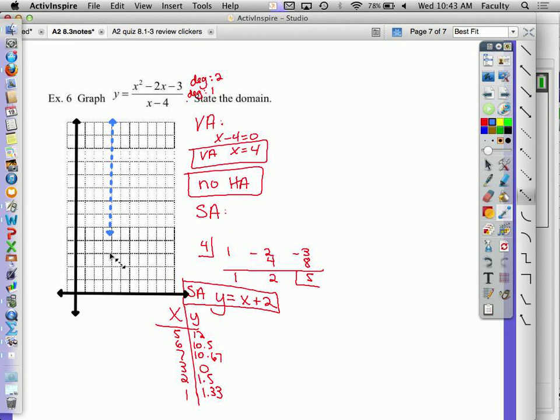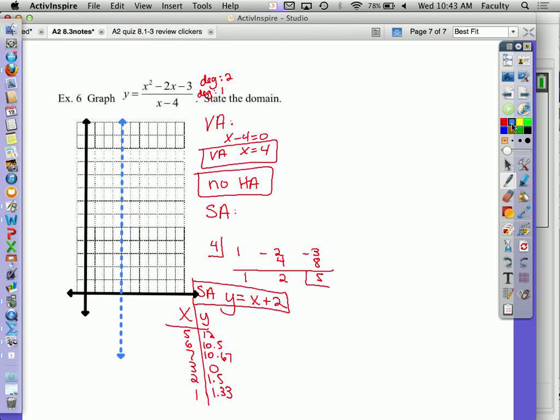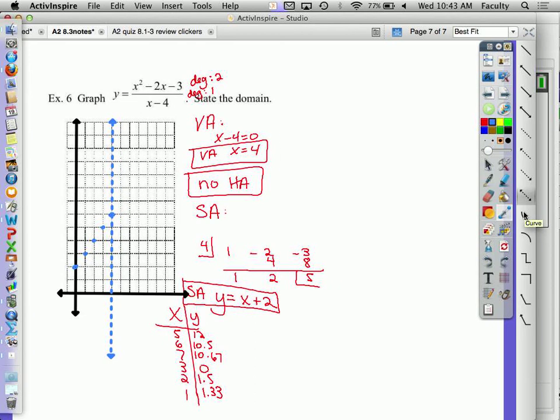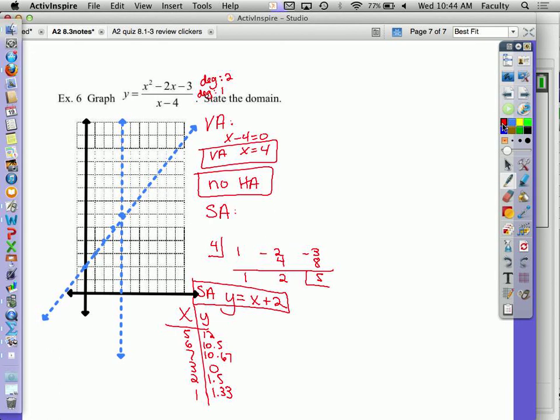So remember there's a vertical asymptote at x is 4. And then, you guys, we should not be having any trouble graphing a slant asymptote that is this simple, y equals x plus 2. You go up to 2, use the slope. 1 over 1, 1 over 1, 1 over 1, okay? That is some Algebra 1. Alright, then I'm going to plot my points.